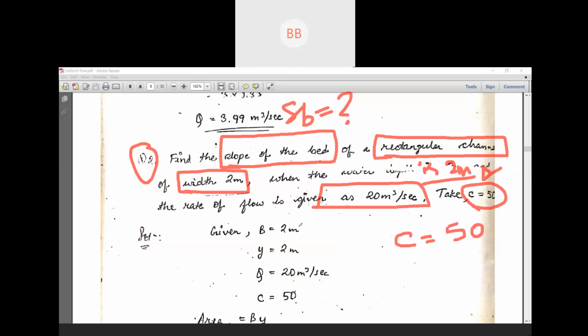So what is given? Width of the channel is given. The channel is a rectangular channel. Width of the channel is given 2 meter. Depth of flow is also given 2 meter. Discharge is also given, 20 meter cube per second, and Chezy's constant is also given, 50 meter. Sorry, 50. We don't have any unit for Chezy's constant. Okay, it's 50.